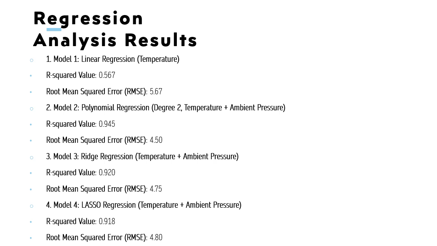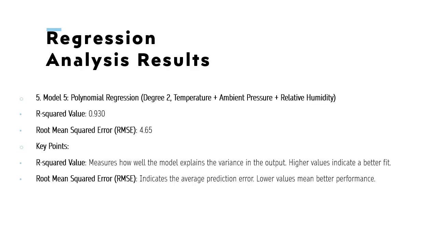Now we tested model 3, which was a ridge regression model using temperature and ambient pressure. The R-squared value here was 0.920 and the RMSE was 4.75. Similarly, model 4 used lasso regression with the same features, giving an R-squared of 0.918 and an RMSE of 4.80. Finally, model 5 was another polynomial regression model, this time adding relative humidity alongside temperature and ambient pressure. The R-squared for this model was 0.930 and the RMSE was 4.65.